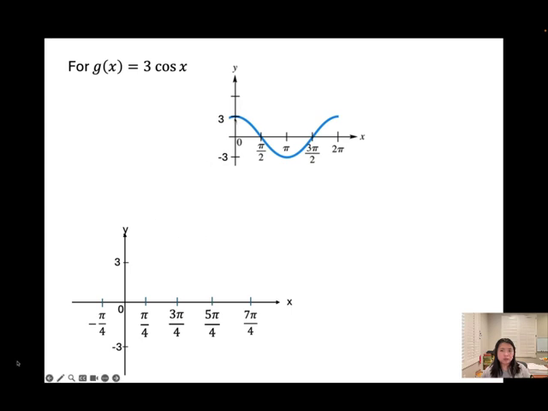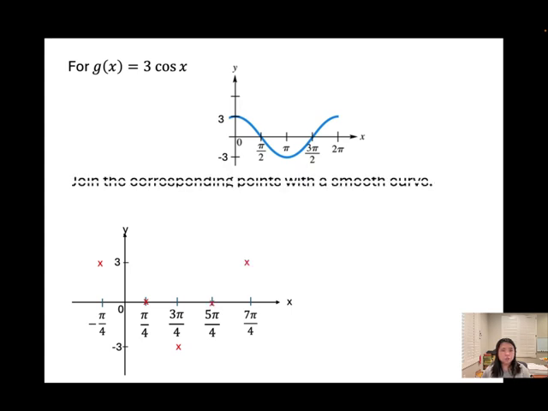And then doing the same thing. This point, we're going to shift to the left, pi over 4. So we do have a 0, 3. It will become negative pi over 4 and then 3. And then this point, pi over 2, will become pi over 4 here. Okay, we're going to have this one, and then join the points together.